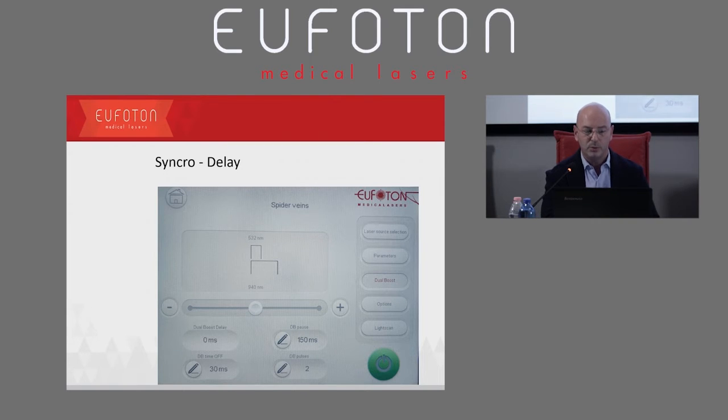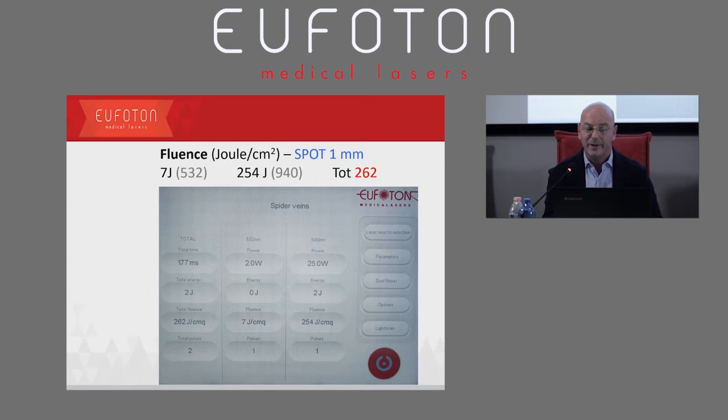Synchro or delay, what does that even mean? The two impulses that have different lengths and durations can be started together or delayed. In the beginning, we believed that it would be better to start with 532 and pass to 940 afterwards, so that the passage of hemoglobin to hemoglobin would be guaranteed. But we saw that it's actually easier and more effective if we use them together to create a bigger damage.